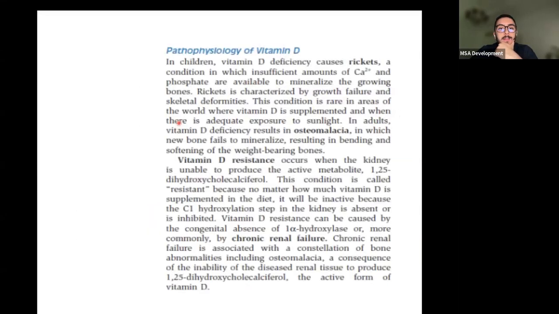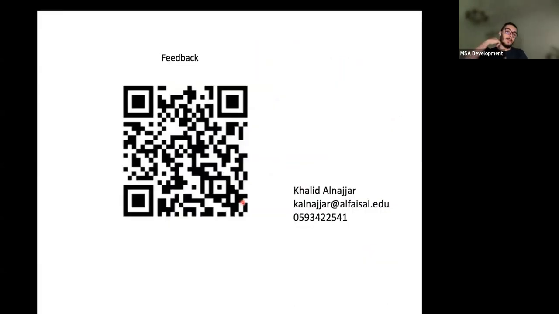I explained it, and this is what happens in vitamin D deficiency. Vitamin D deficiency in adults is called osteomalacia. In children, it's called rickets. Rickets in children, osteomalacia in adults, and that's it. You could have vitamin D resistance, which will have the same effect as I explained before. And that's the end of my lecture.